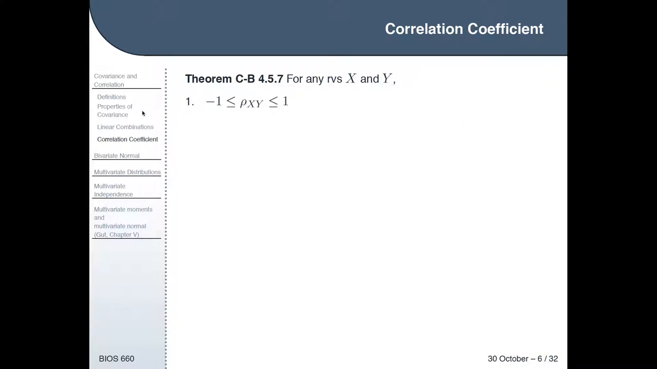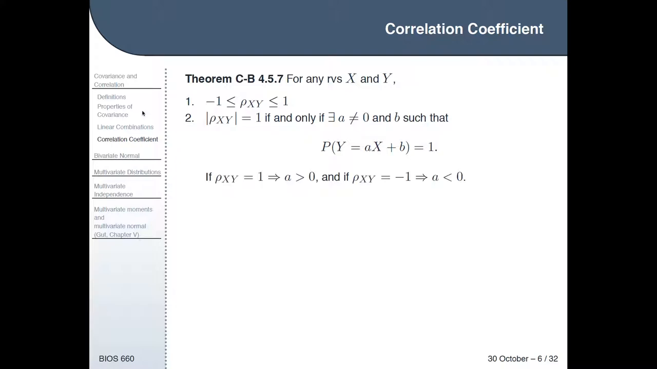Oh, a couple other theorems involving the correlation. It's always between -1 and 1, a property you've probably seen before. We're going to prove it here in a second. And it's exactly equal to 1 if and only if one variable is a linear function of the other variable. That is, you can write y equals ax plus b for some a and b. And the correlation will be 1 if this a is greater than 0, and it'll be -1 if this a is less than 0. So how do we prove this?